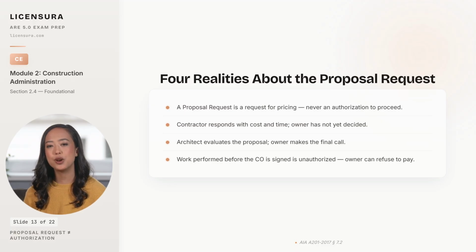Architects who let proposal requests sound like directives, by using imperative language or by failing to make the request versus authorization line explicit, set their projects up for exactly this dispute. The discipline is to label proposal requests as proposal requests and to be explicit in writing that they are not directives. Pulling the 8 steps and the proposal request trap together leaves one rule that holds the change order discipline.